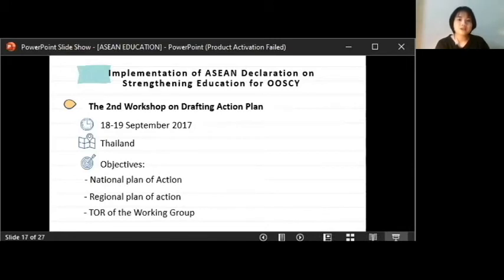In the next few months, the second workshop was organized in Thailand to prepare the national plan, the regional plan of action, and the terms of reference of the working group for the submission to the ASEAN Senior Official Meeting on Education in December 2017. In the workshop, the national plan group reviewed the extent of ongoing and potential support of ASEAN member states to the implementation of the declaration. The participants also identified the gaps and recommended the initiatives that ASEAN member states need to implement collectively or as individual ASEAN member states.